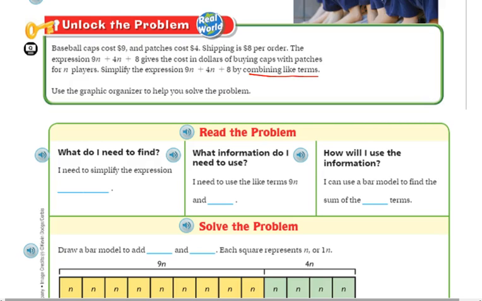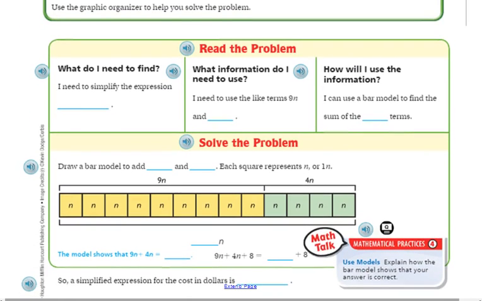We're going to use a graphic organizer to help organize this, and this is one way to generate a model. So, what do I need to find? Well, I need to simplify the expression 9n plus 4n plus 8. What information do I need to use? Well, I need to use the like terms here, which would be the 4n and the 9n. How will I use the information? I can use a bar model to find the sum of the like terms.